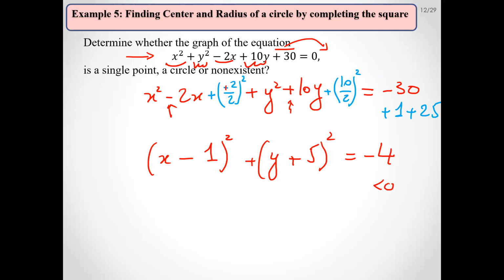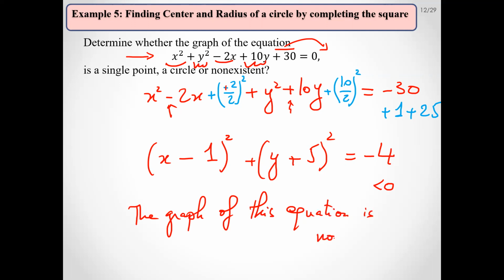So the right side is negative, which means the graph of this equation is non-existent. Why? لأنه هذا r square إذا ناخذ root of minus 4 it's not a positive real number, it's a complex number. It's a distance, it cannot be a complex number.